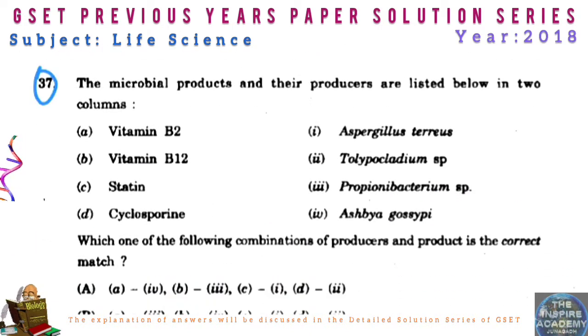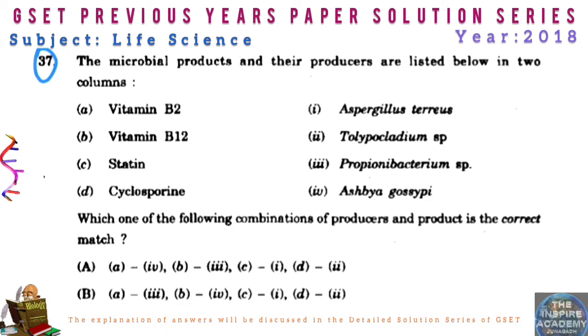Question number 37. The microbial products and their producers are listed below in 2 columns. So, from this column, which one of the following combinations of producers and product is the correct match? So, option A is correct. Vitamin B2 matches with Eremothecium gossypii. Vitamin B12 matches with Propionibacterium species.